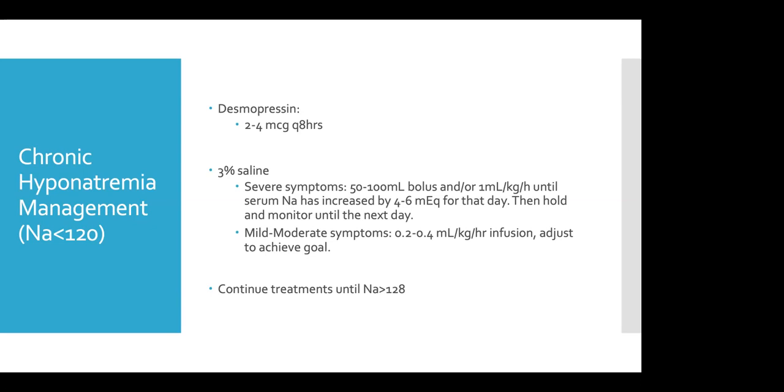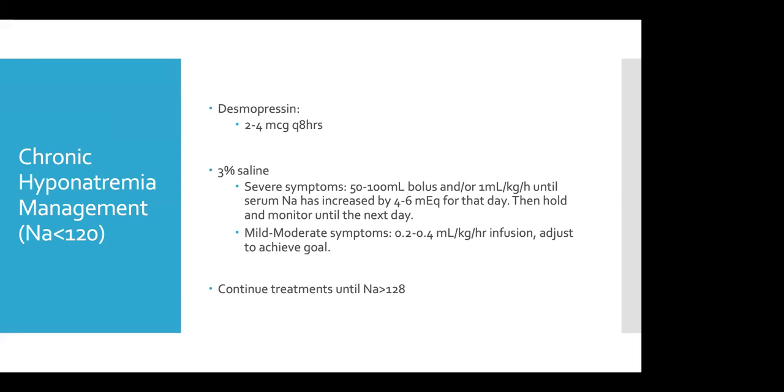If they have severe symptoms, so this would be coma, seizures, obtundation, or respiratory arrest, then you're really going to want to use high boluses, usually 100 ml boluses, and recheck after each bolus to make sure that they've gone up 4 to 6. And then you stop and hold and monitor at that level until the next day, and then you again resume going up.